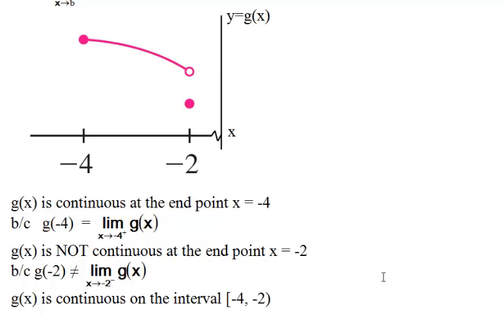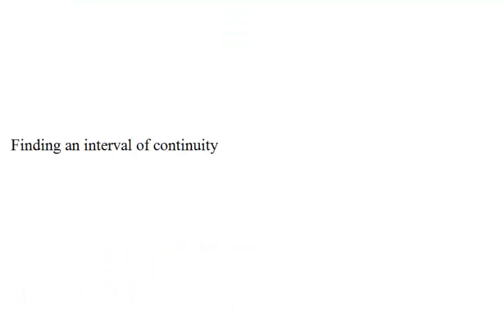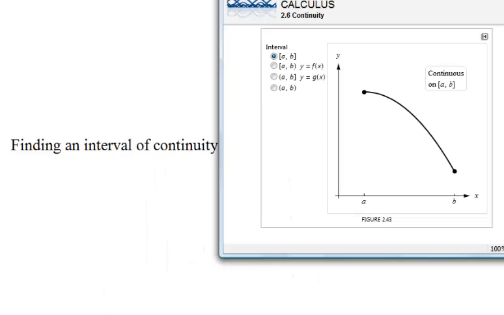The interval upon which it's continuous is written here, -4 with a square bracket and -2 with a curved bracket, implying that -2 is not part of the interval of continuity. Finding an interval of continuity. Here's a graph that shows the two endpoints. We can say that the graph is continuous on the interval from A to B, including both of the endpoints.